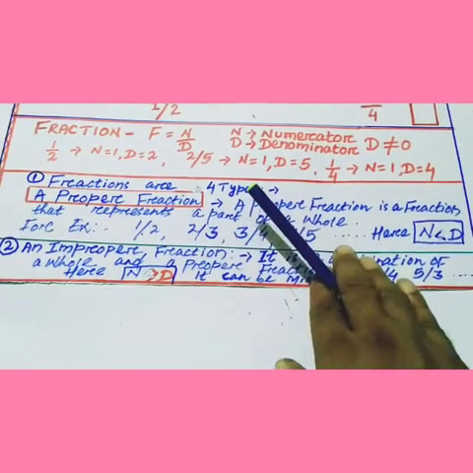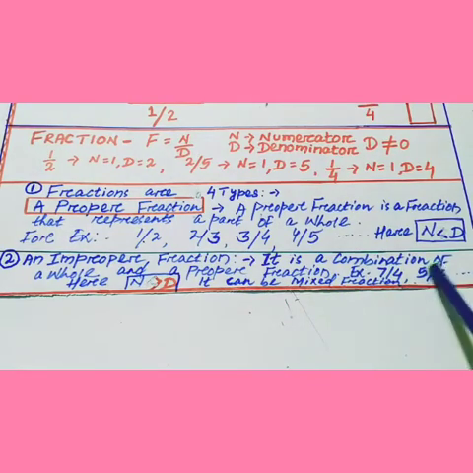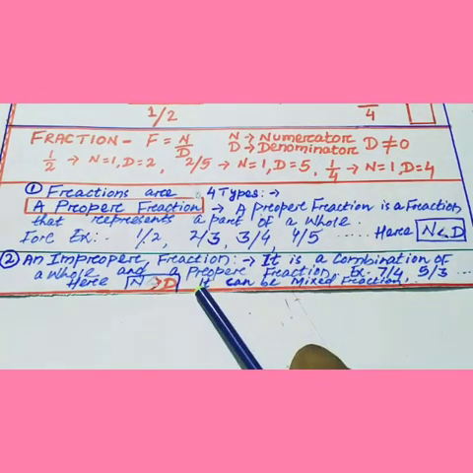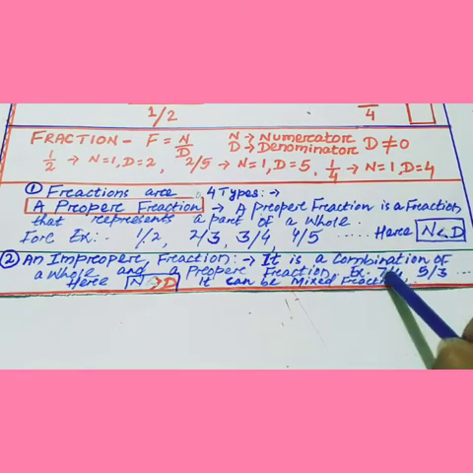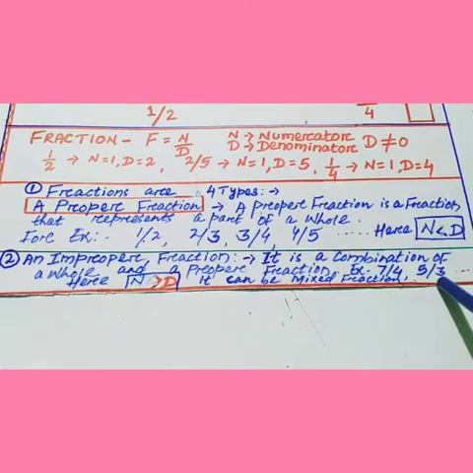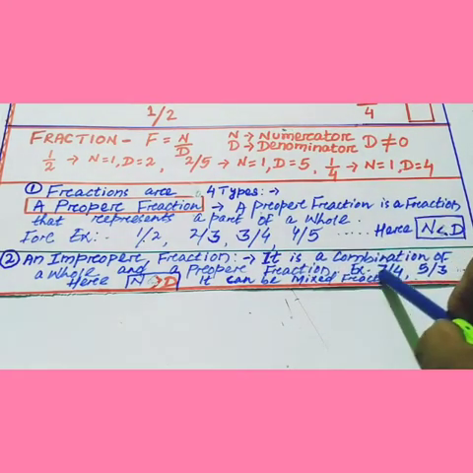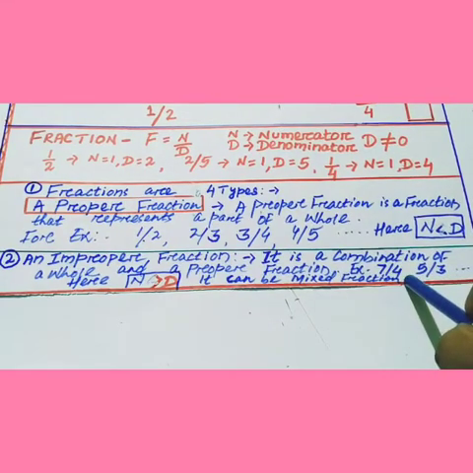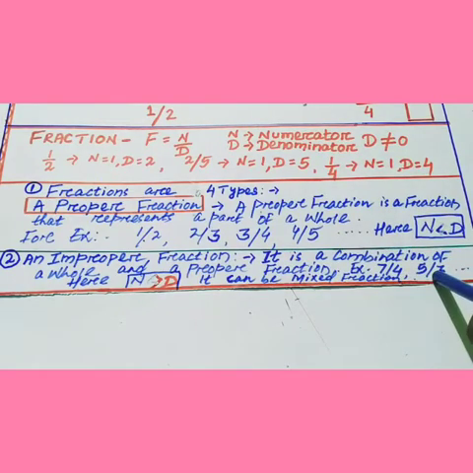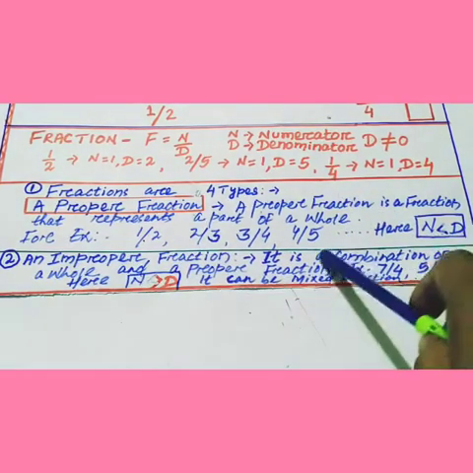Then we will go to improper fractions. What is an improper fraction? It is a combination of a whole and a proper fraction. For example, 7 by 4, 5 by 3. In these examples, comparing numerator and denominator, the numerator is greater than the denominator. So in the case of an improper fraction, the numerator is always greater than the denominator.